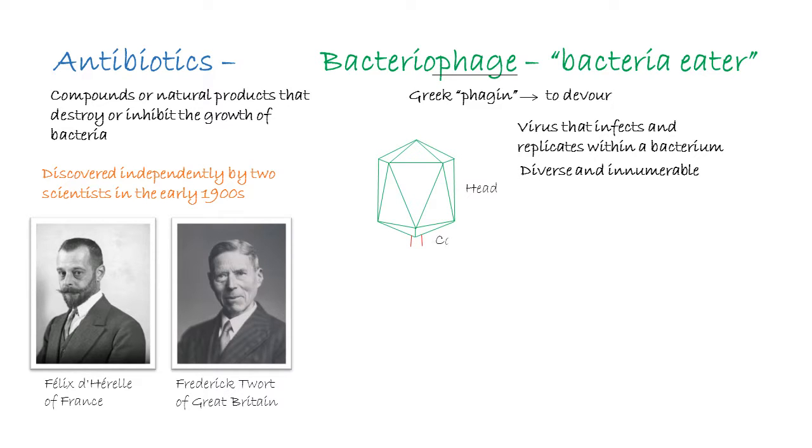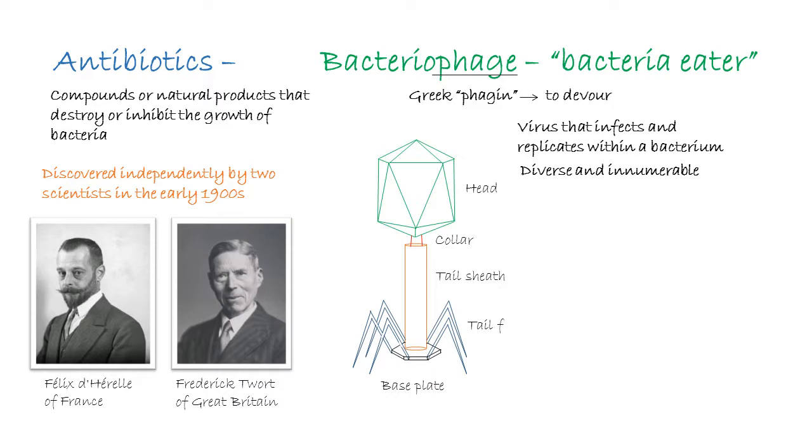The next structure is the tail sheath. The tail sheath is basically a tunnel which allows the DNA or the RNA to pass from the head into the bacterial cell upon infection. More complex bacteriophages will have structures like a base plate or tail fibers, and these will help it attach to its receptor on the bacterial cell wall.